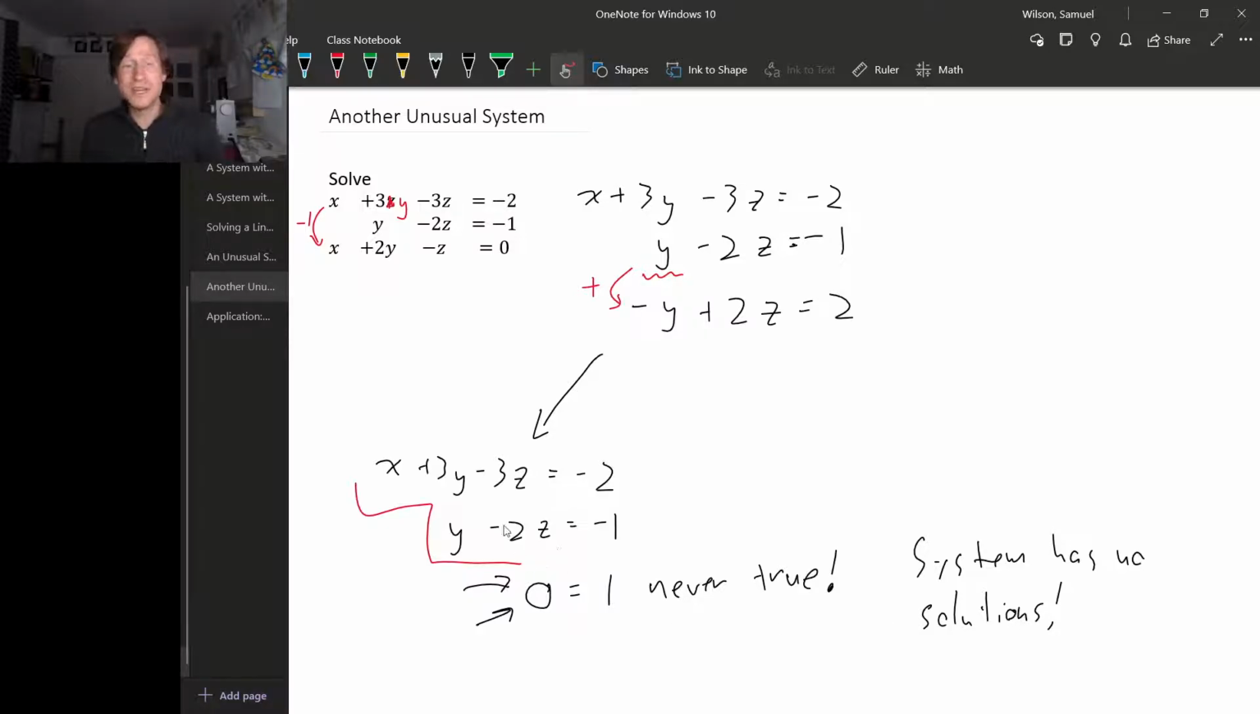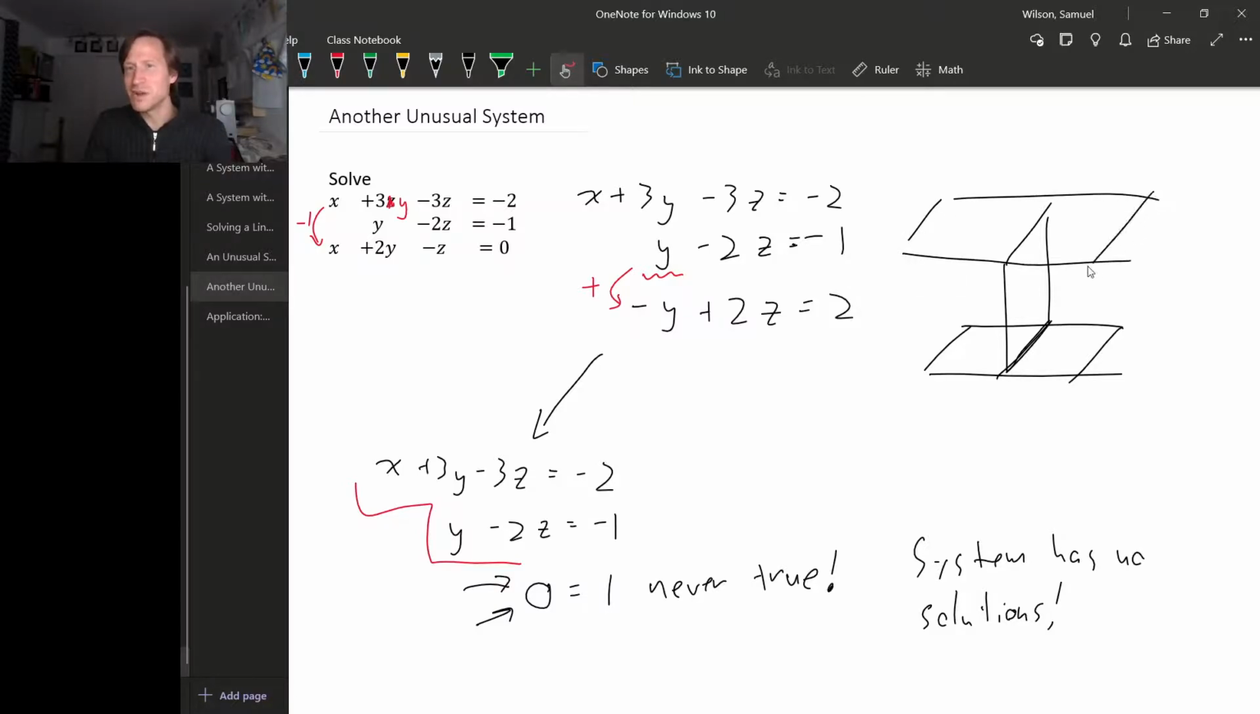So what's happening here geometrically is that of these three planes, two of them do intersect. One plane might be like that, and the second plane might be like this. So the first two planes do intersect along a line, but the third plane is actually parallel to one of the first two. So these three planes never all intersect together. They intersect pairwise, but they never all intersect at the same point. That means there's no single point that lies on all three planes, and that means there's no solution to this system of equations.